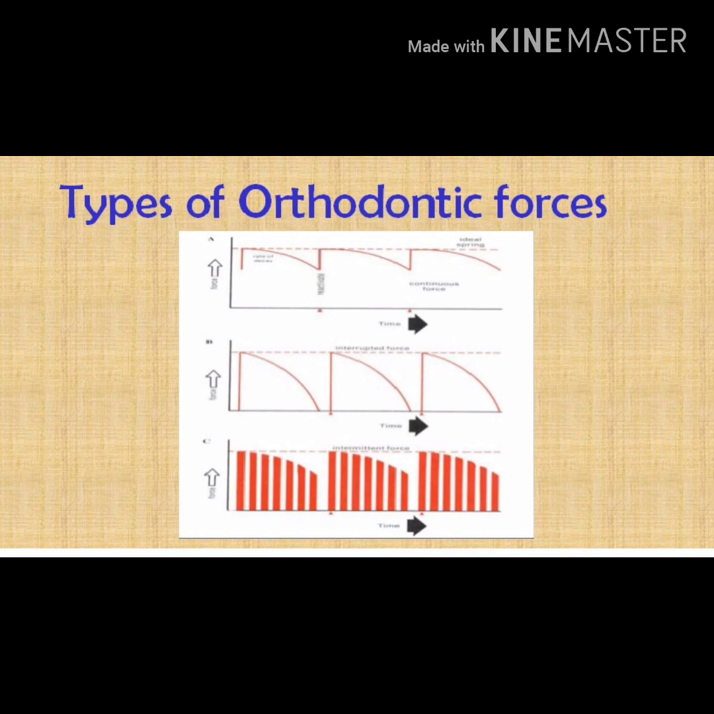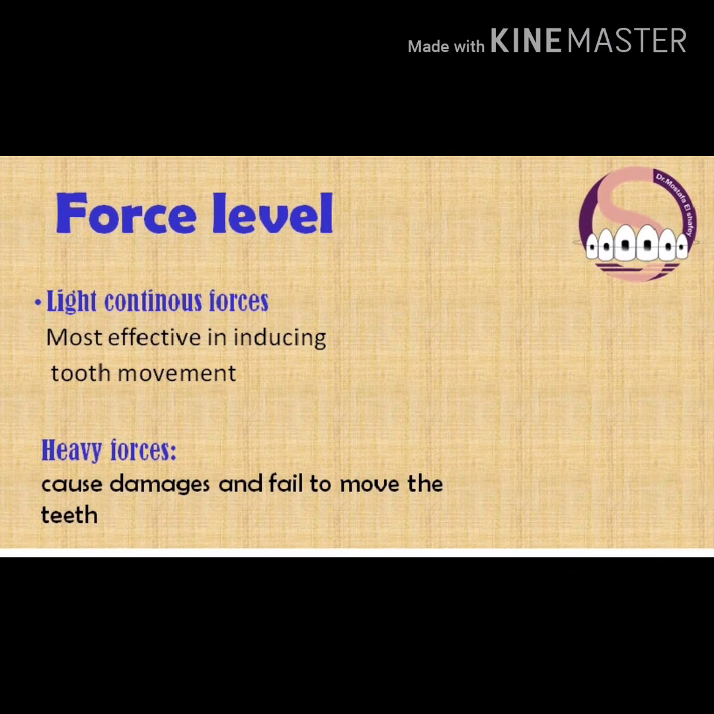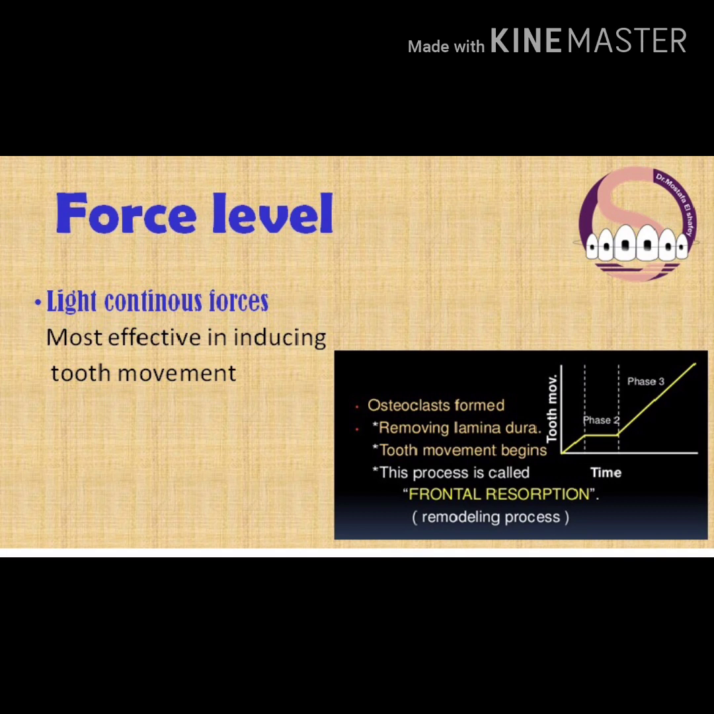This diagram explains types of orthodontic forces. Force level: light continuous force is most effective in inducing tooth movement. Heavy force causes damage and fails to move the teeth. Osteoclasts form, removing lamina dura, and tooth movement begins. This process is called frontal resorption.